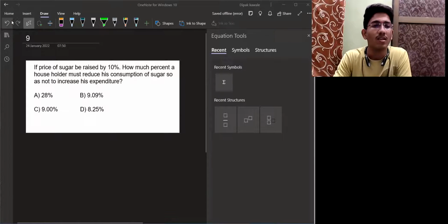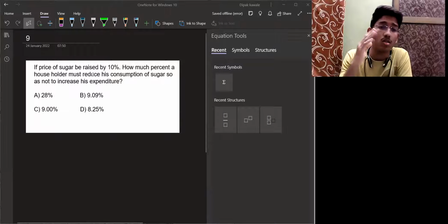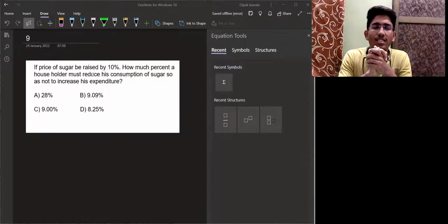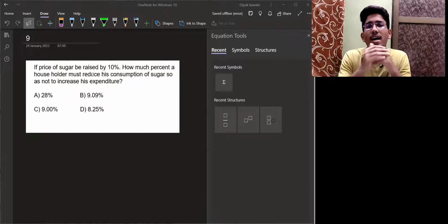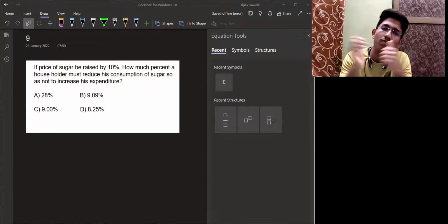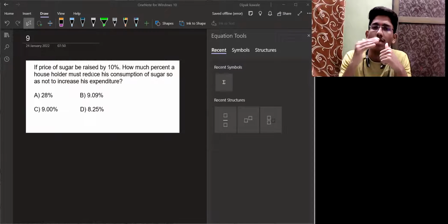If the price of sugar is raised by 10%, how much percent must a householder reduce his consumption of sugar so as not to increase his expenditure? Students, now look at me. In the last video, we were directly given problem statements as A is less than B and B is more than A. But students, the level 2 types of problems are more elaborative. They have more explanation, the more detailed version, to confuse students.